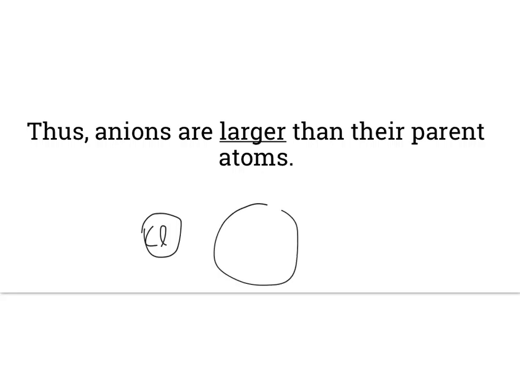Chlorine minus. Now, this is not necessarily to scale. We do kind of have the charges, but you've got to remember that cations get smaller, anions get bigger. Now, as for when you've got multiple things of the same charge, well, we're about to talk about that.